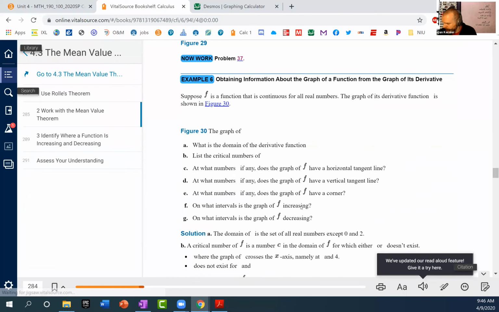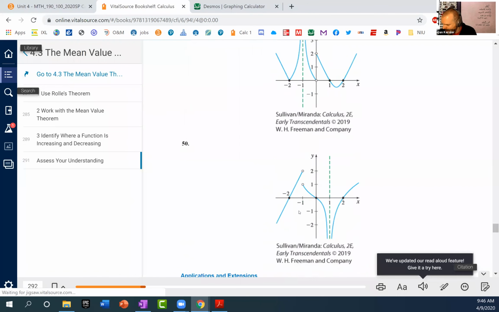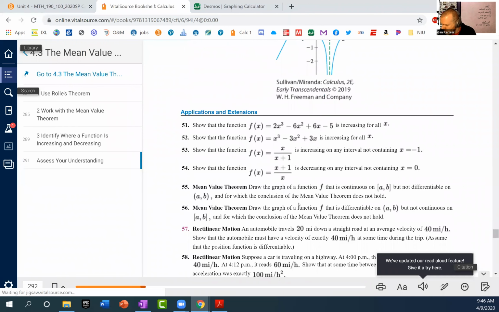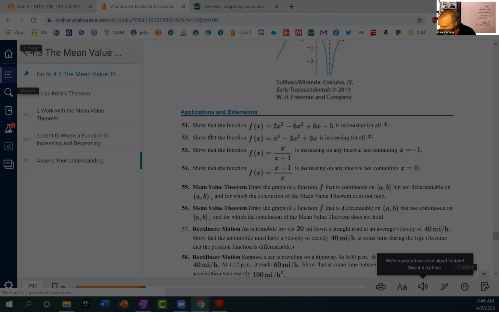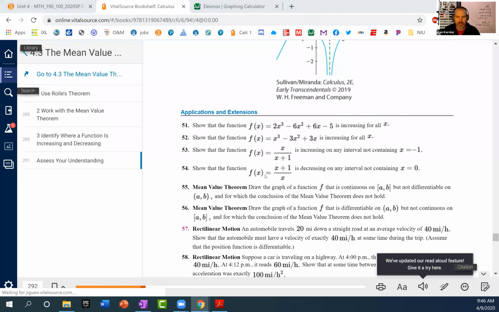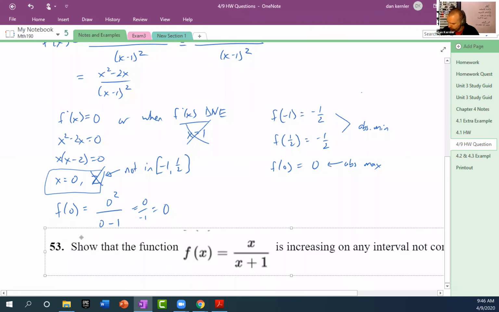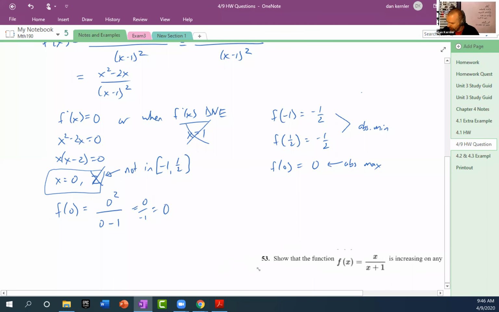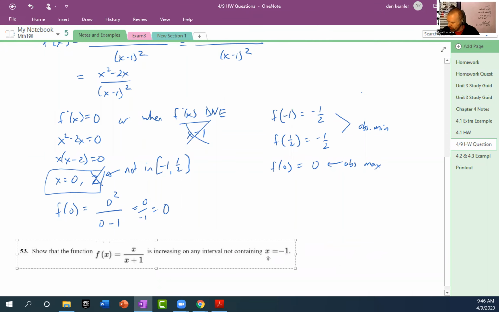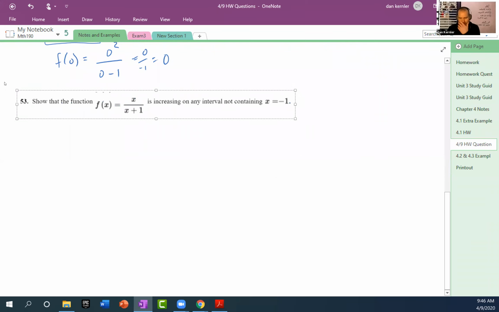So, Rolle's theorem and the mean value theorem. Number 53. We're going to show that this function is increasing. So did you have any questions, any ideas about getting started on this one, Chantal?